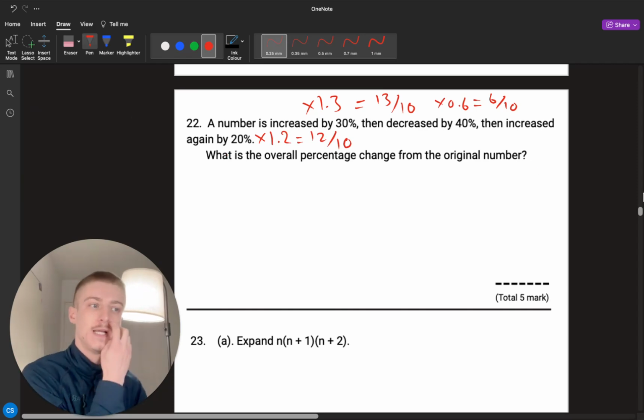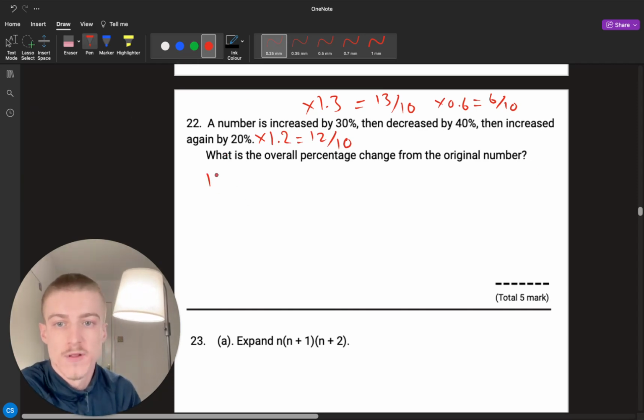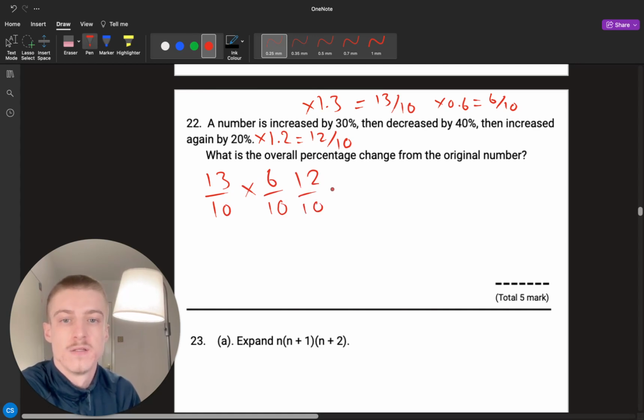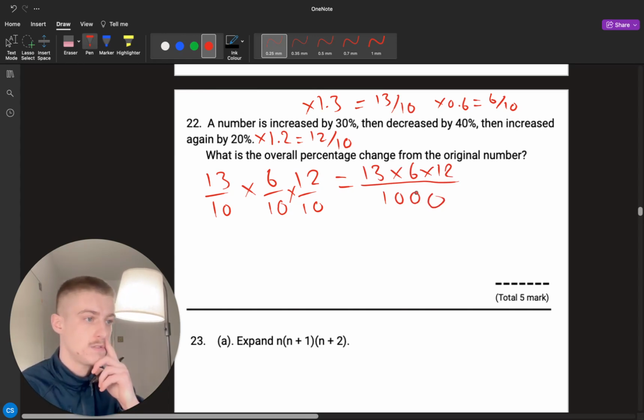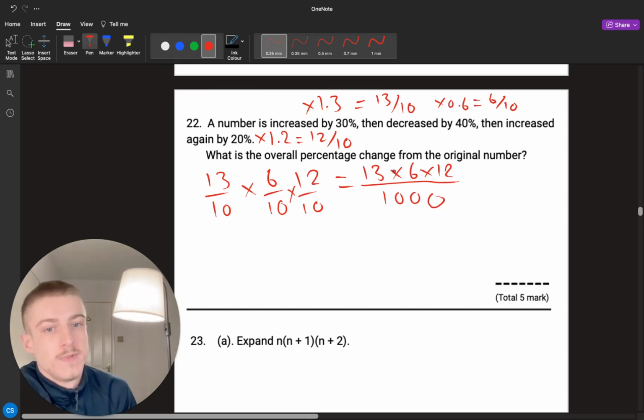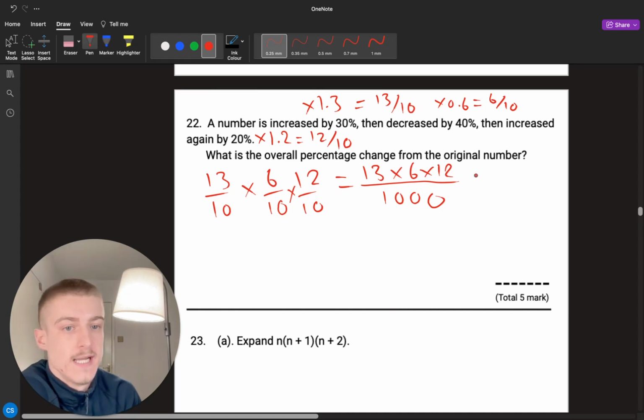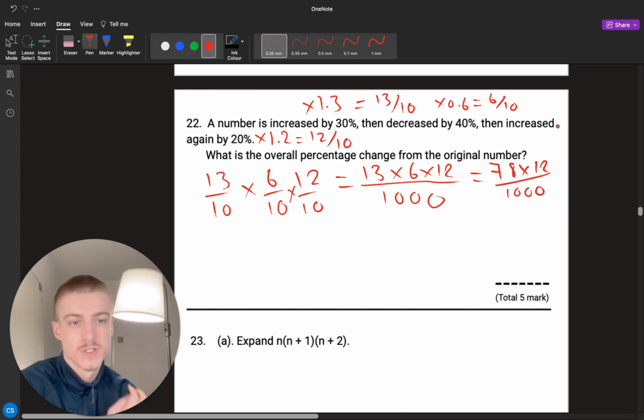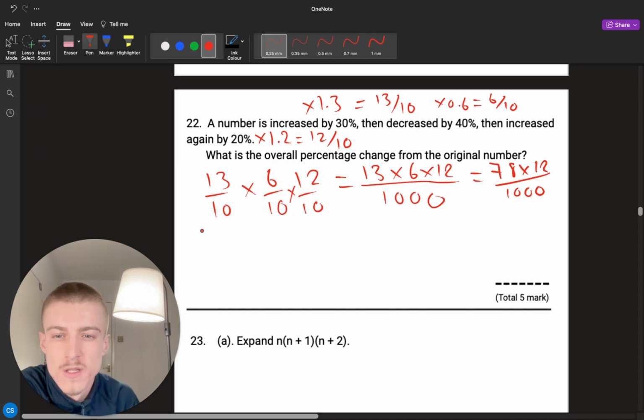What is the overall percentage change from the original number? Okay, we've got 13 over 10 times 6 over 10 times 12 over 10. So that is equal to 13 times 6 times 12 on the top, all over 1,000. Okay. 13 times 6, we get 78. So 78 times 12 over 1,000. So let's just multiply these two numbers together, 78 and 12.